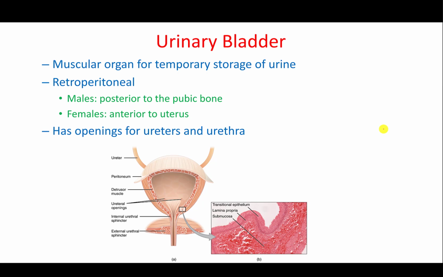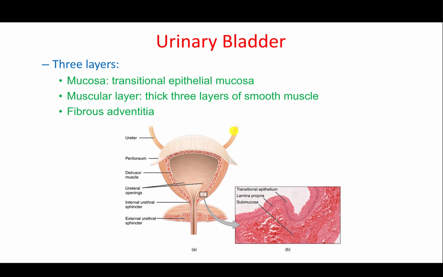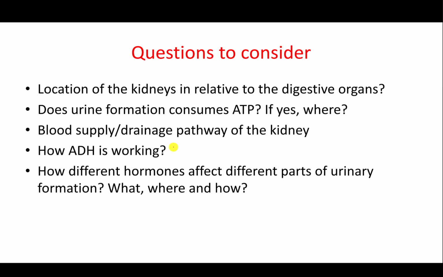This is retroperitoneal, so it's outside of the peritoneum. In the males, it's posterior to the pubic bone. In females, it's anterior to the uterus. It has openings for ureters and for the urethra. And we can think of it, it has also three layers: the mucosa, that's transitional epithelia. Then there is a muscular layer. Then there is the fibrous adventitia, which is like a kind of protective layer of the urinary bladder.